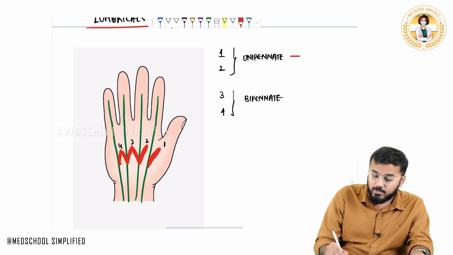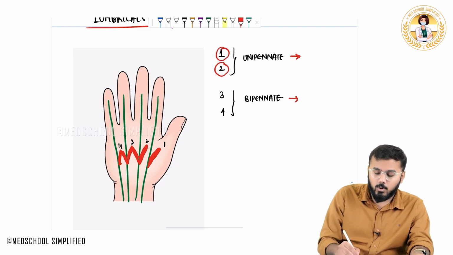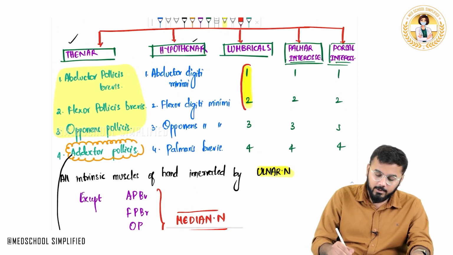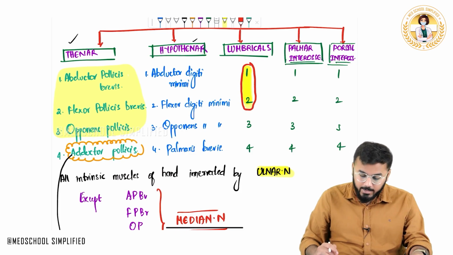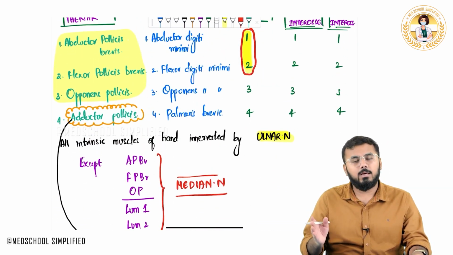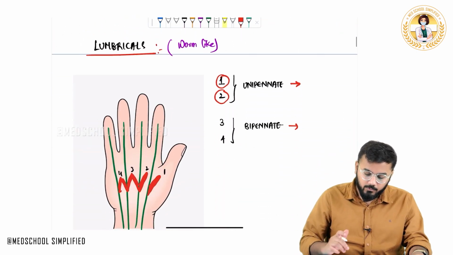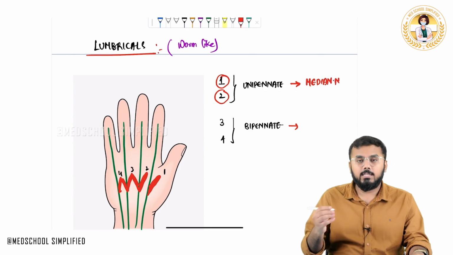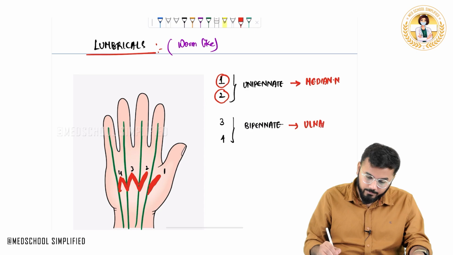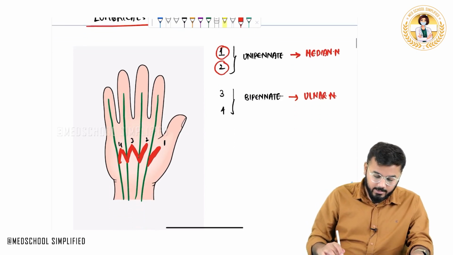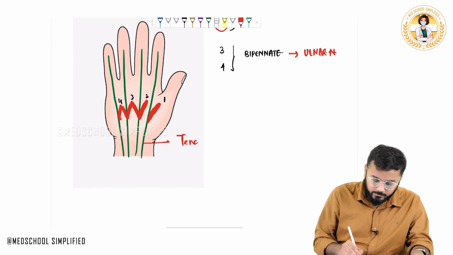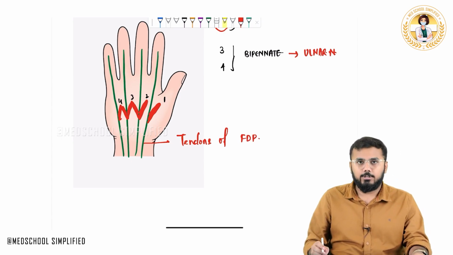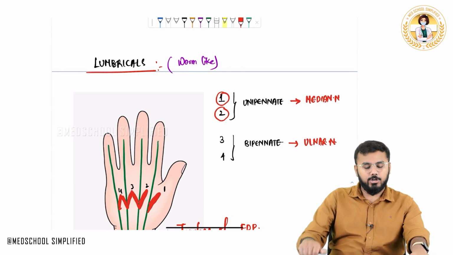And what is the nerve supply, guys? We have just talked about that. 1 and 2 are supplied by which nerve? Median nerve. If you look at the picture above, I have highlighted 1 and 2 here. So 1 and 2 are supplied by the median nerve, but the remaining 3 and 4 are supplied by the ulnar nerve. And where are they attached? They are attached to the tendons of flexor digitorum profundus.